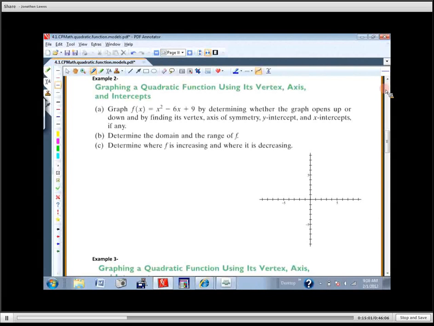So here's what it says. It says graph this, determine whether the graph opens up or down, find its vertex, axis of symmetry, x-intercepts, y-intercepts, and determine the domain and range. Then determine where the function is increasing and decreasing, and the word I want to underline here is where. Okay, now before we even do the problem, don't start working yet. If I ask you a question and I say, where does something happen, am I talking about an x-coordinate or a y-coordinate? X-coordinate. We're looking for x-coordinates there, okay?